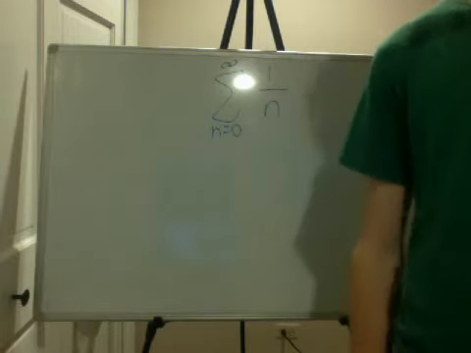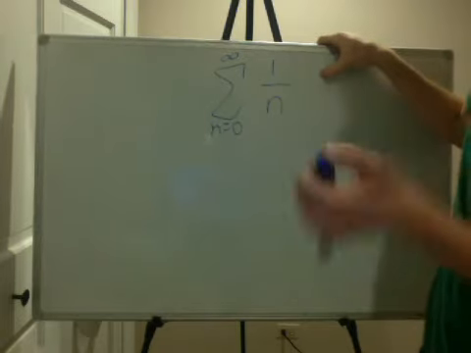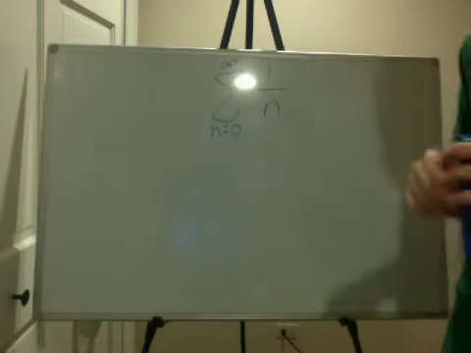One over n. Now, granted, you can have the bottom one starting at different values. The bottom one starts at 1, 2. It will make a difference. This will always, always diverge. It's called the harmonic series.